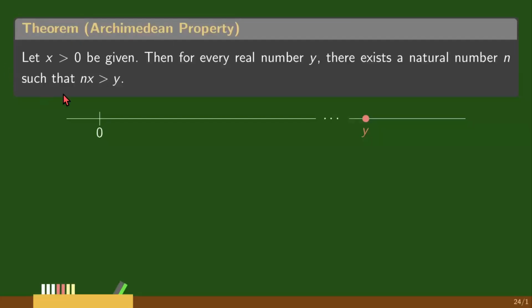Let's talk about the Archimedean property. Imagine mo si x ay isang positive na number. So imagine niyo x ay isang ruler. Ayan, yung ruler, nasa number line. Whether it's measured in whatever unit, yun yung x. Sabi nito, for any real number y, kahit na nasaan si y, kahit gaano yan kalayo, sabi ng Archimedean property, there exists a natural number n so that nx is greater than y.